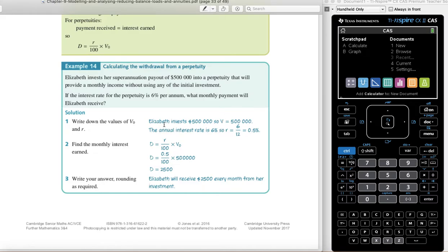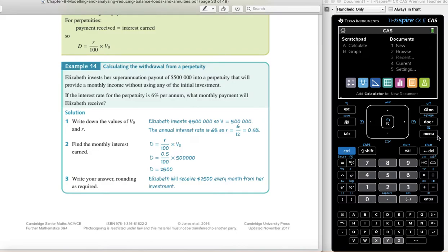So that's what we've got down here. V0 is the 500,000. The annual interest rate is 6%, but we need to do it for monthly. So 6 divided by 12 is 0.5%. So if we want to work it out, what you'll notice here, we haven't had to convert that because we're still dividing by 100. When I've been saying in my previous videos divided by 100, that's what the rule is doing there. You can divide it by 100 first and then times it by $500,000. That's how you're going to get that value. And that just means she's going to get $2,500 every month.